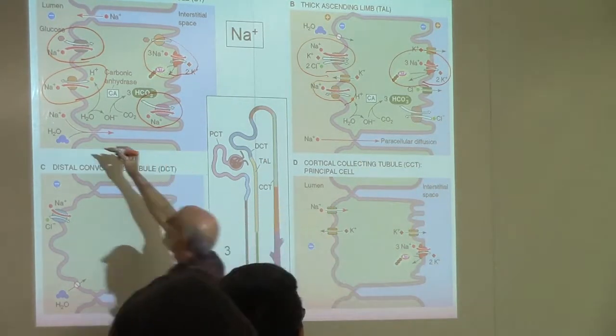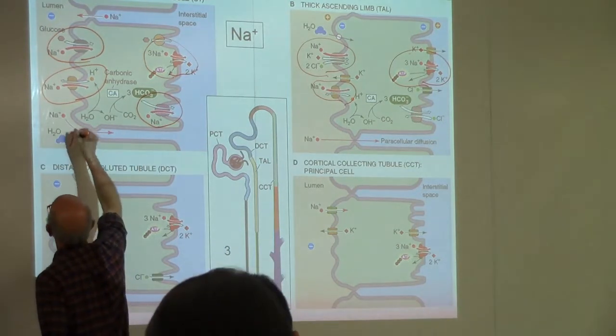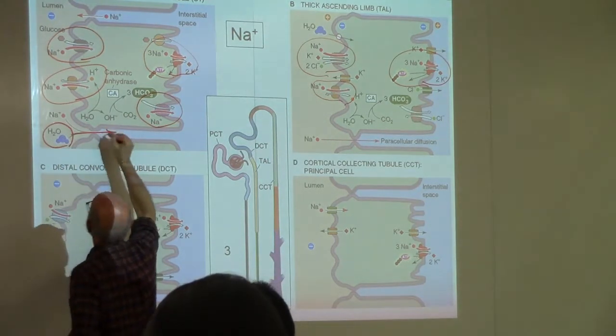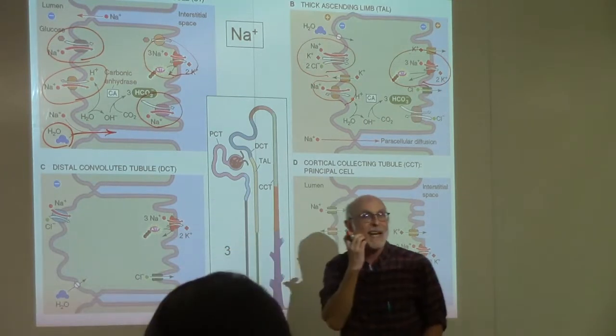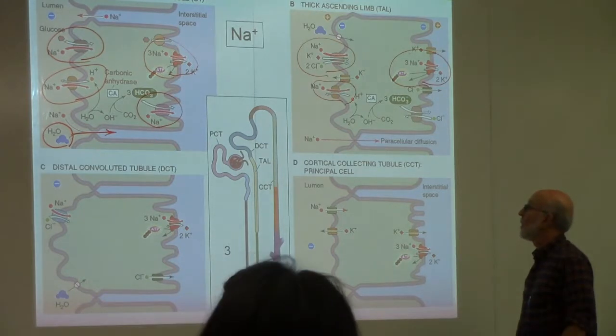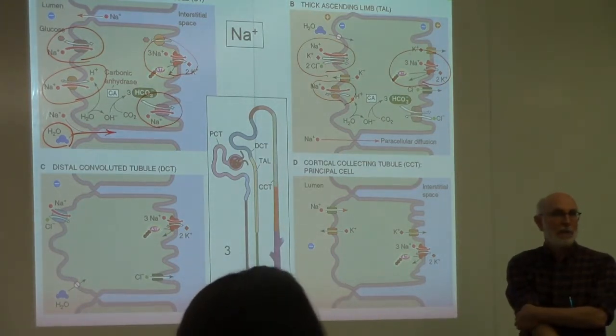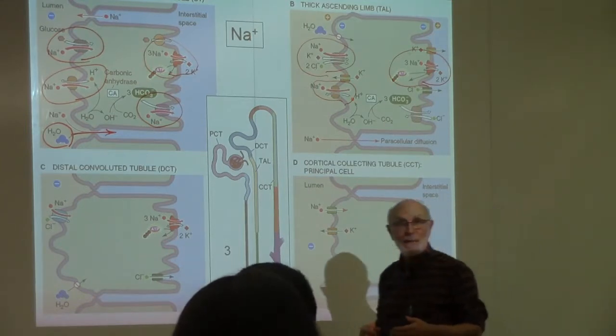Let's not forget over here, in the early proximal tubule, we have water. That's how it's a leaky epithelium right there. So you can see the stories. We don't have to go through any more detail. The concepts are, well, why not?